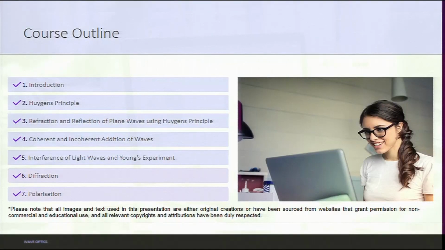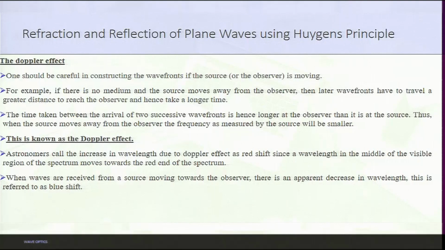So, this is the course outline. I started with number 1, that is introduction, then Huygens principle was discussed. Then in the last lecture we completed the third part, that is refraction and reflection of plane waves using Huygens principle, and after this a little discussion on Doppler effect, which we are discussing right now, and then we will move on to the fourth point, that is coherent and incoherent addition of waves. So, let us move on with the Doppler effect today.